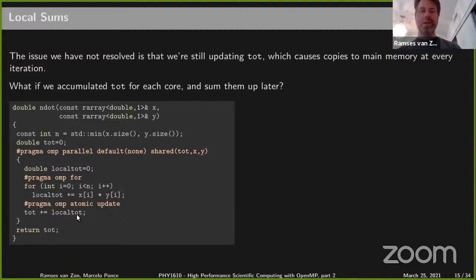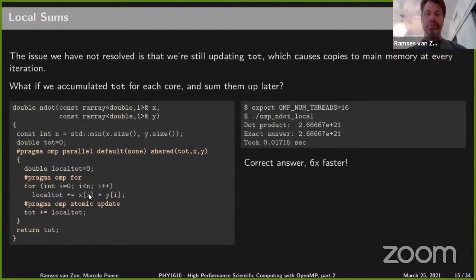So if there are 16 threads, that's 16 atomic operations versus, what was it, 10 million. That's a lot fewer atomic operations. Most of it is done purely in parallel. So if we do that, we get the right answer. And now it was actually faster. It was about 6 times faster, 7 times faster.